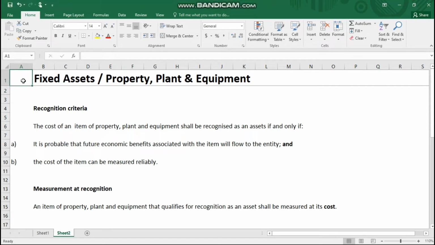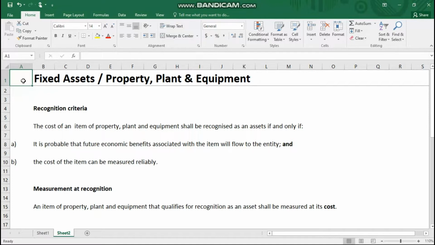Bismillahirrahmanirrahim. In our last video, we started the topic of fixed assets or property, plant, and equipment. Initially, we discussed some basic definitions. One of them was property, plant, and equipment, and the other one was the useful life of an asset. We also discussed some examples of fixed assets like buildings, plant, machinery, office furniture, vehicles, etc. Those were the things that we discussed in our previous lecture.